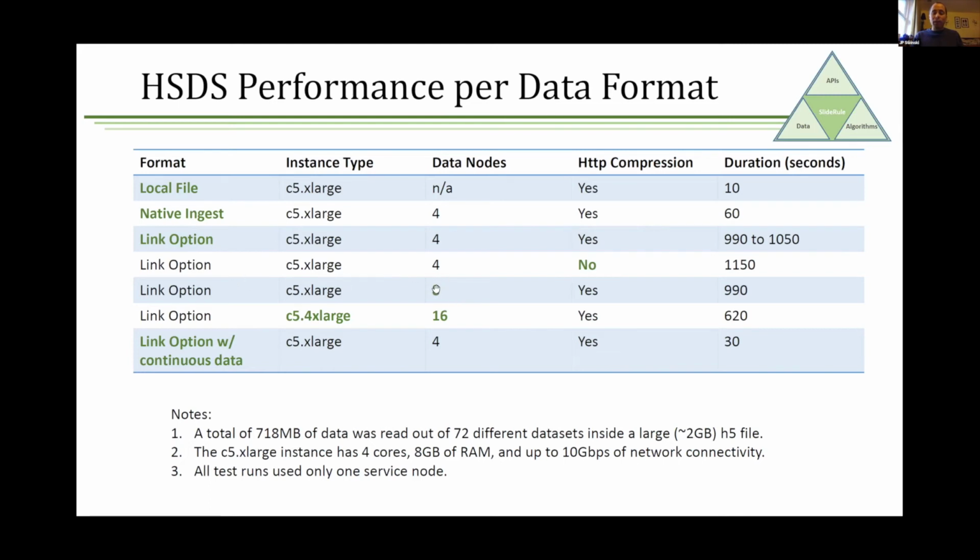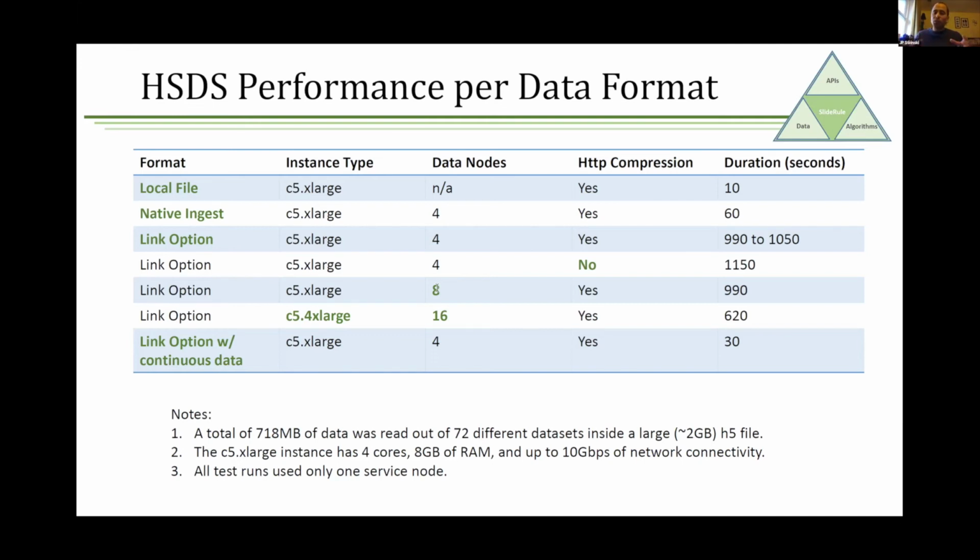We scaled, we ran more data nodes on the C5 instance, and it didn't really help. We bumped up to a 16-core C5 instance with 32 gigs of RAM and ran 16 data nodes. It helped a little bit, but it wasn't linear. And so then talking with John and getting his help, he was the one that pointed us to the sensitivity to the chunk size.